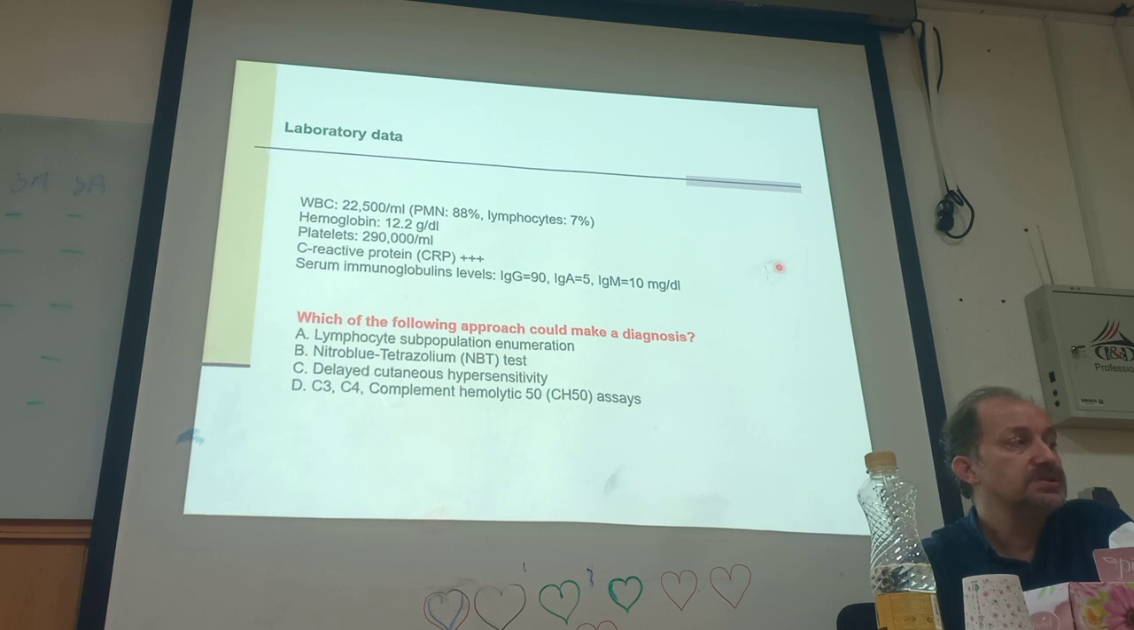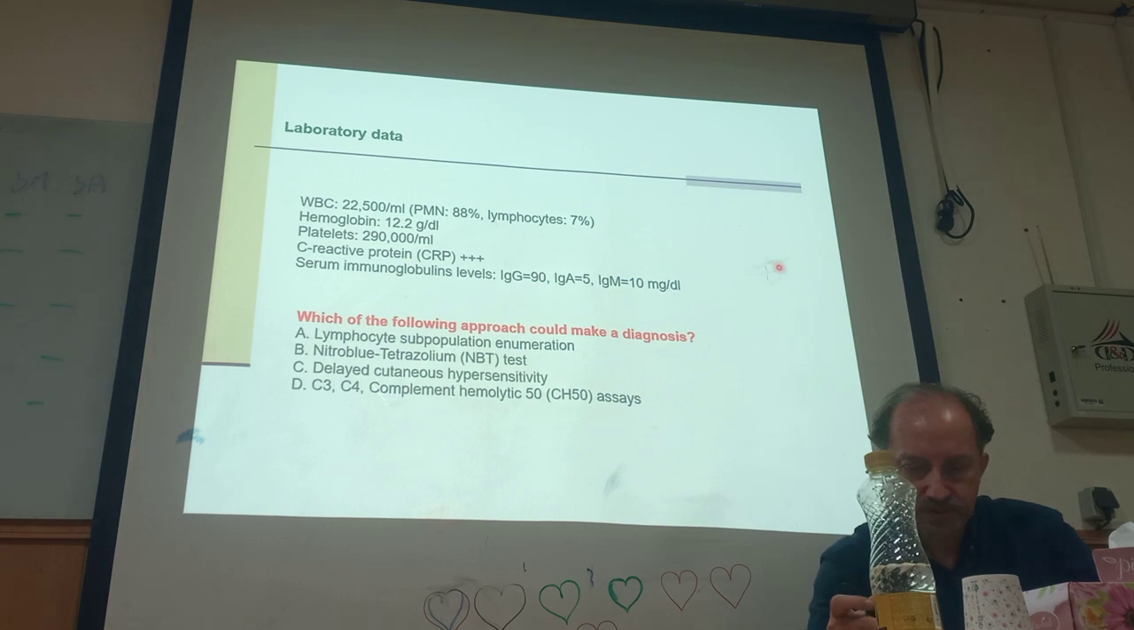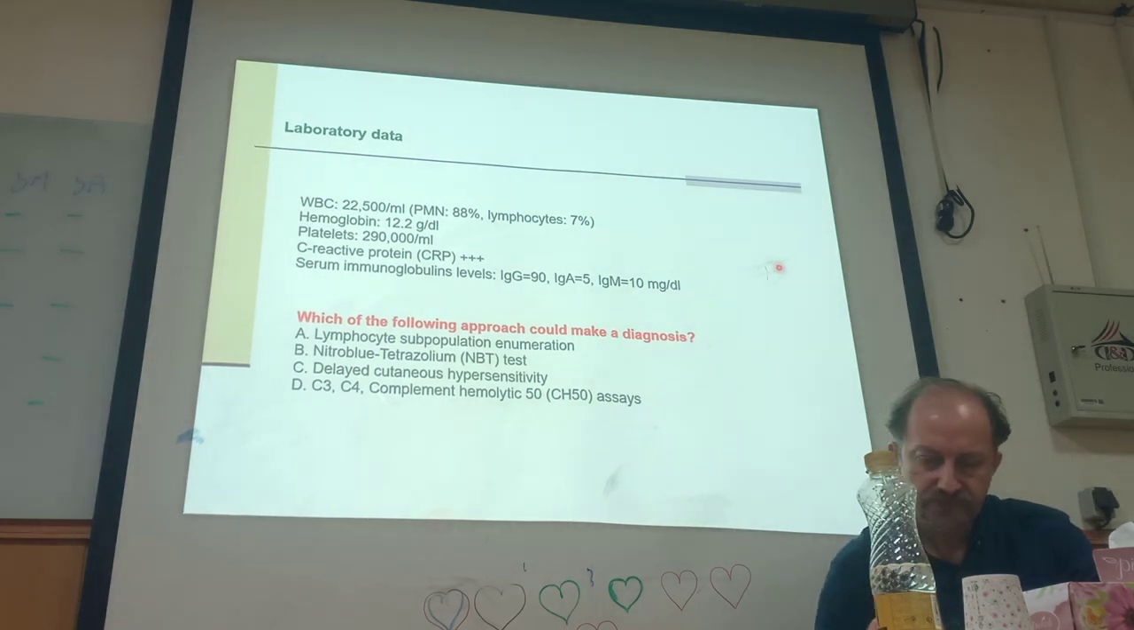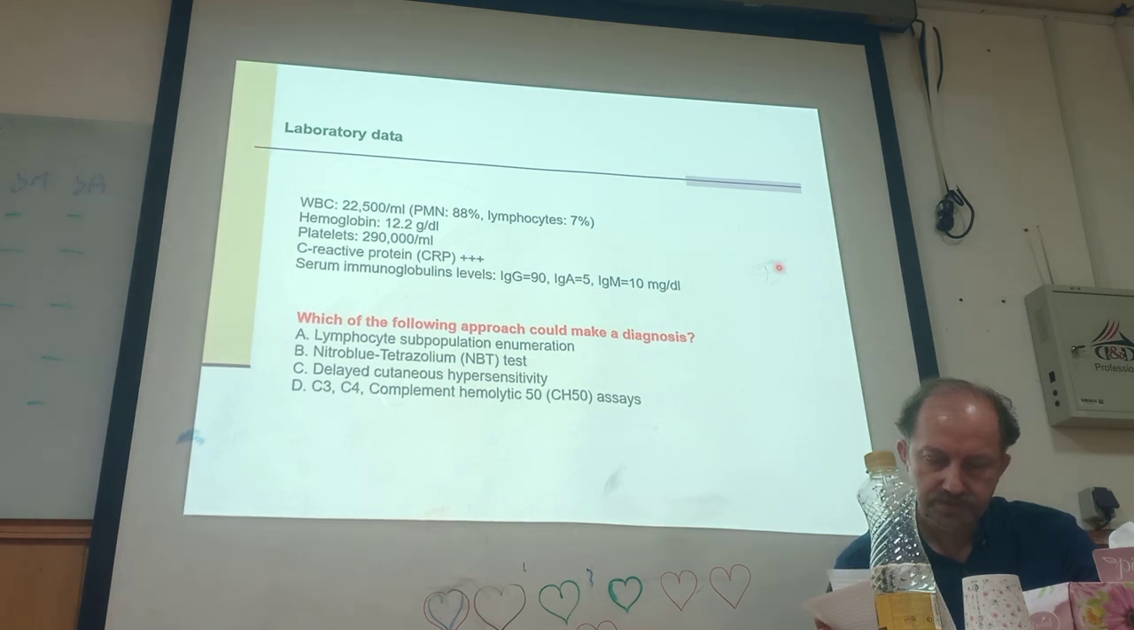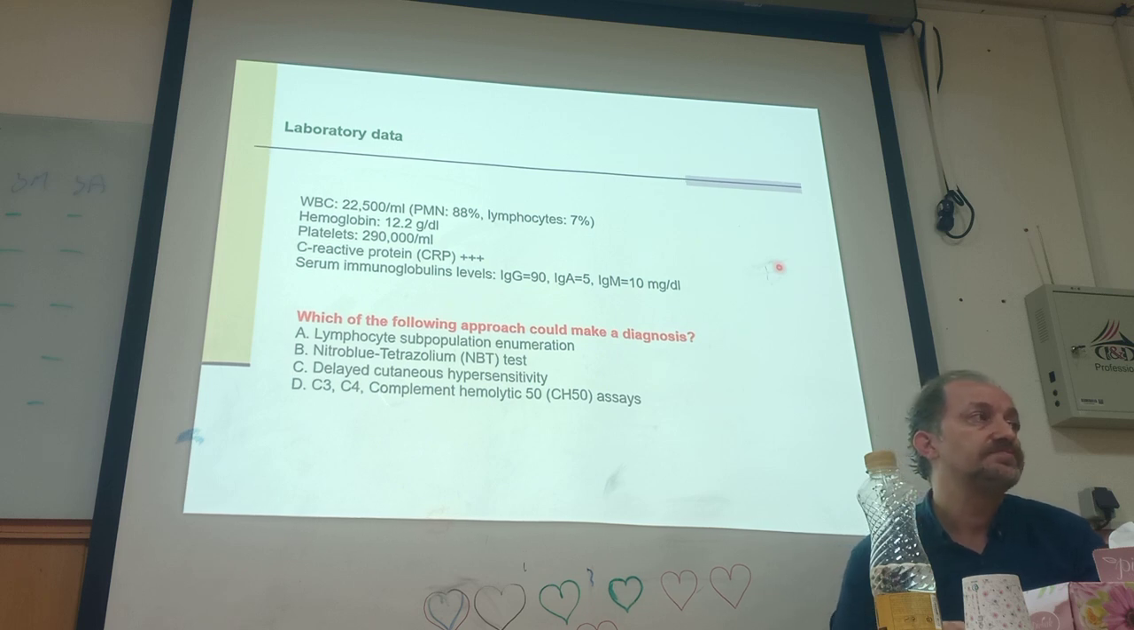To make the diagnosis, which of the following approaches could help us? B-cell, T-cell enumeration, NBT, delayed type hypersensitivity, or complement test? Which one?